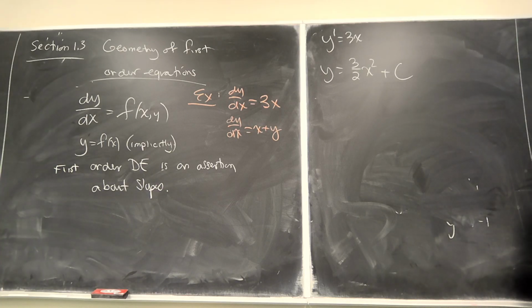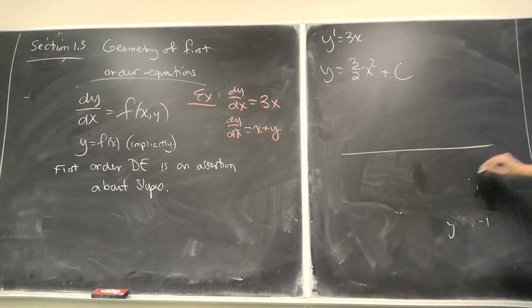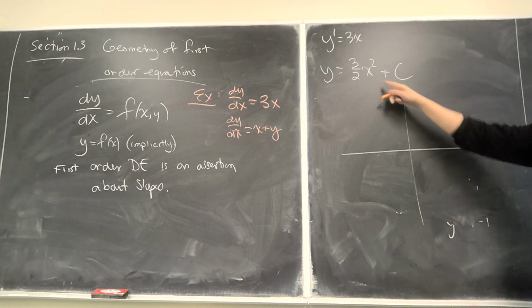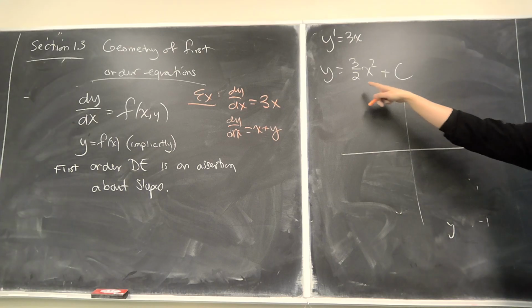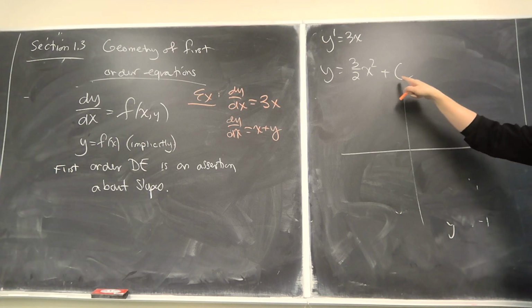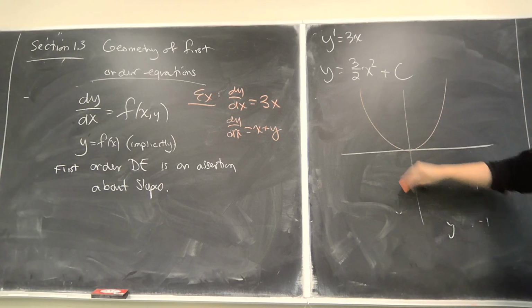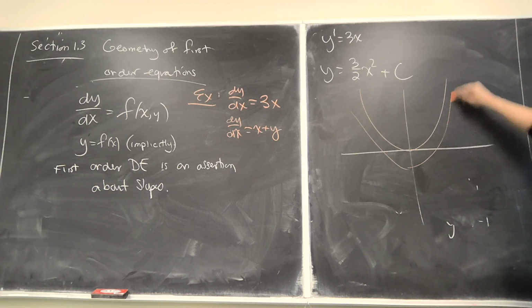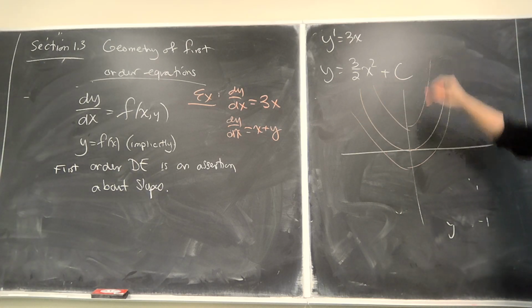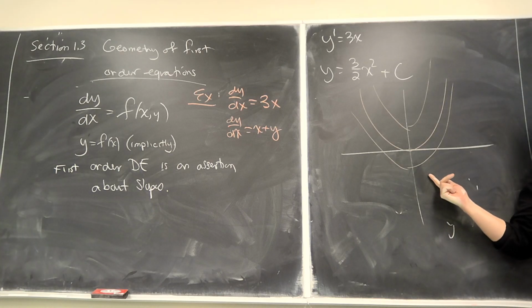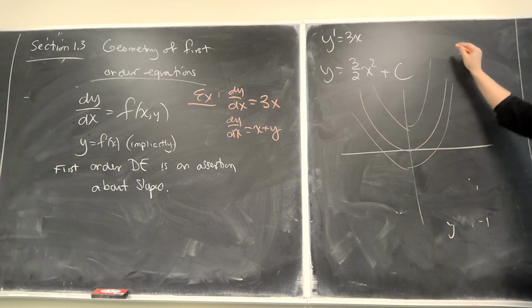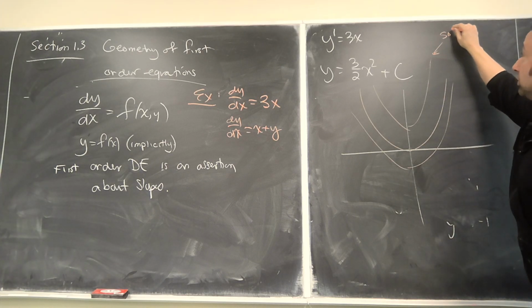And if I wanted to, I could plot a family of those things, right? So I could say, all right, well, 3/2 x squared plus c is a family of parabolas. They open upward. The c value is going to dictate the heights. So there's going to be some family of parabolas that look like this. There'll be one when c is equal to -1, there'll be one when c equals +1, and so on. That is the family of solutions. So we call these pictures solution curves.